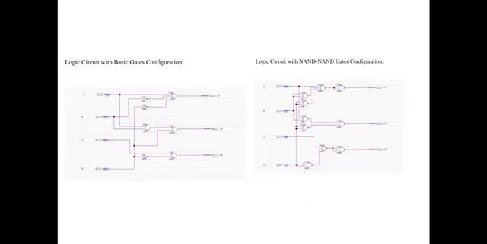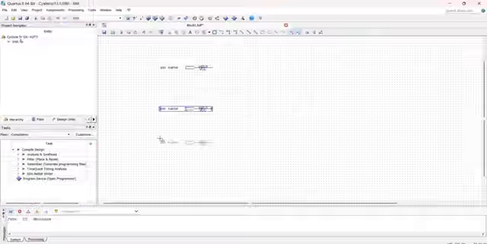For our logic system, we have created 2 types of logic circuit. One using basic gates configuration, and another using NAND gates configuration. For our basic gates, we have used 3 types of gates. First is NOT gate, second AND gate, and third is an OR gate. For our basic gate configuration, I will now show you how you can simulate this configuration using Quartus software.